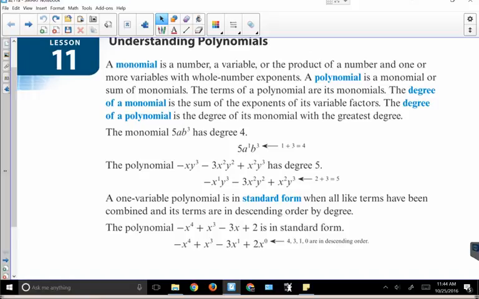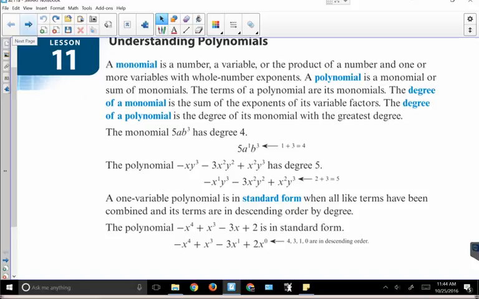Okay? Now there's one other thing that we are going to be looking at, and that is putting things in standard form. Standard form is generally the idea that we are going from the highest degree polynomial to the lowest degree polynomial in alphabetic order. Okay?